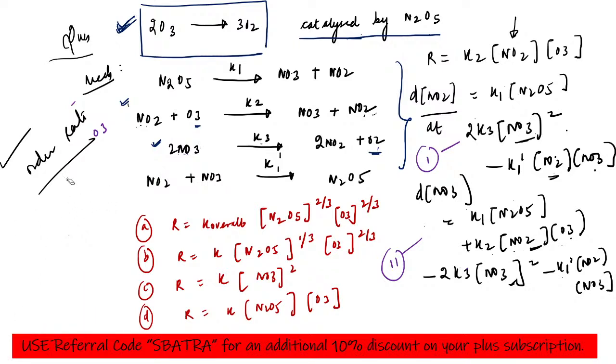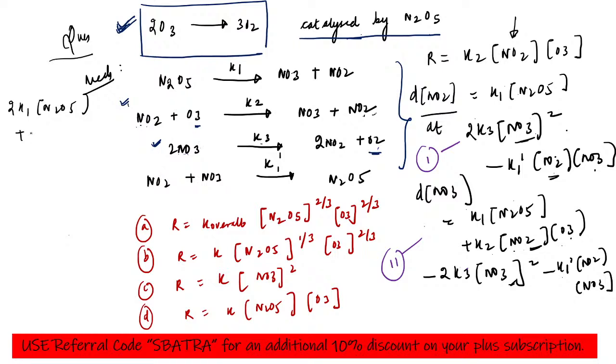Clear? So this is how you can calculate. Now only in this class, just solve this question and let's try to find the correct answer. So now we have added and subtracted both these equations. When we are adding both these equations, we got 2k1 N2O5 and then 2k3, and this and this will be cancelled out.